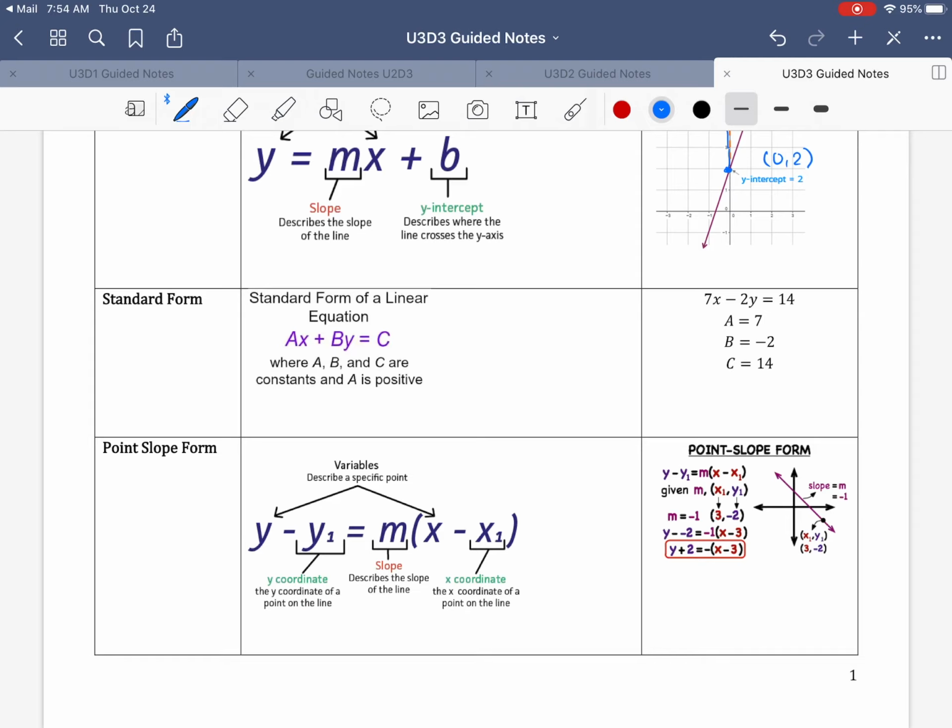The third form that you'll see is called point-slope form, and that is where y minus y1 equals m parentheses x minus x1. Now here, y1 and x1 represent a known point, and y and x without those numbers are the same x's and y's that you saw in standard and slope-intercept form. And then similarly, that m represents your slope.